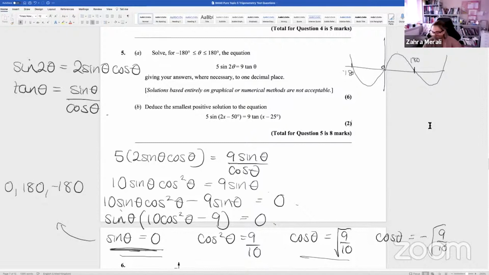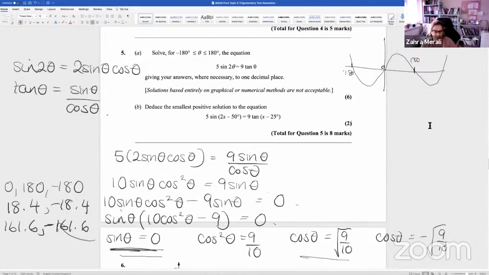I get 18.43. So I'm going to have 18.4, it just wants 1 decimal place. And cos is 360 minus, but that's obviously not going to be in the range. And we also get plus and minus, so minus 18.4. Inverse cos of minus 9/10 gives you 161.6, and your other solution is minus 161.6. All right, so you end up with 7 values.